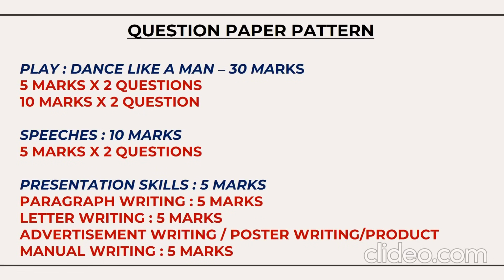To give a recapitulation of how the question paper will appear, I mean to say how the marks are allotted here. Dance Like a Man, 30 marks: 5 marks, 2 questions, 10 marks, 2 questions. 5 marks, write in 1 page; 10 marks, write for 2 pages. Speeches, 10 marks, and 5 marks for 2 questions, write in 1 page. Presentation skills, 5 marks. Paragraph writing, 5 marks. Letter writing, 5 marks. Advertisement writing or poster writing or product manual writing, 5 marks. Any one will appear. So this is how you will get the question paper.